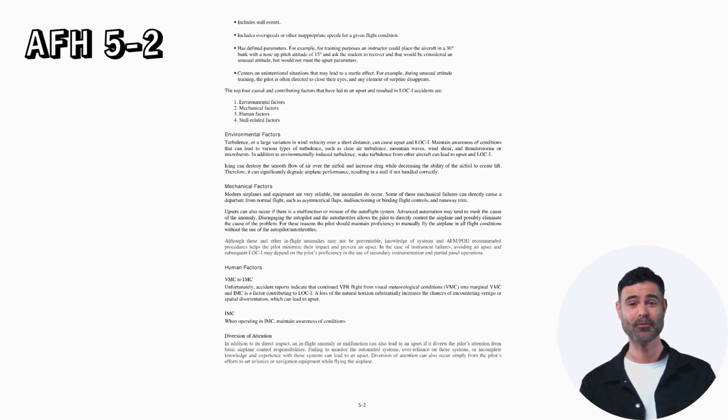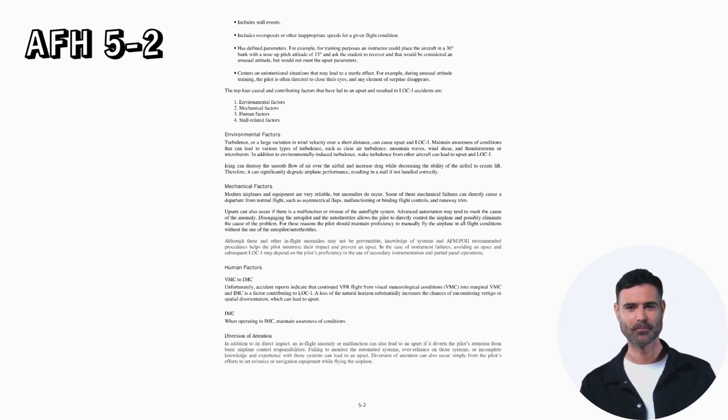Human factors. VMC to IMC. Unfortunately, accident reports indicate that continued VFR flight from visual meteorological conditions, VMC, into marginal VMC and IMC is a factor contributing to LOC-I. A loss of the natural horizon substantially increases the chances of encountering vertigo or spatial disorientation, which can lead to upset. IMC. When operating in IMC, maintain awareness of conditions.